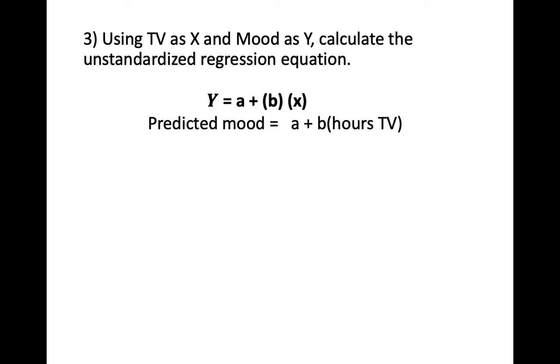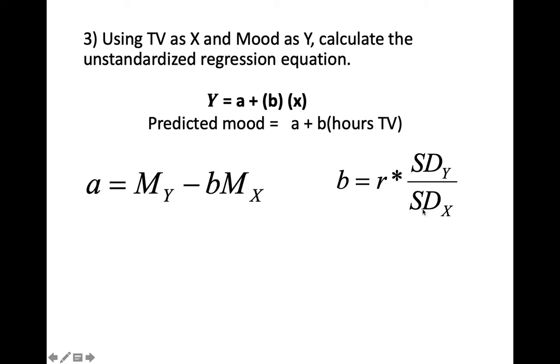So the next thing that we're going to do is, using TV as X and mood as Y, calculate the unstandardized regression coefficient. Okay, so here's our prediction equation that we've been using. So we want predicted mood as a function of hours of TV, and we need our regression constant and our unstandardized regression coefficient. We get that unstandardized regression coefficient by taking the correlation coefficient, multiplying that by the standard deviation of y divided by the standard deviation of x. Once we've got our b term, our unstandardized regression coefficient, otherwise known as the slope, we use that slope term in our equation for a. We take the mean of y minus b times the mean of x.